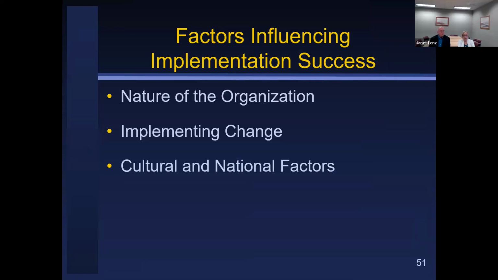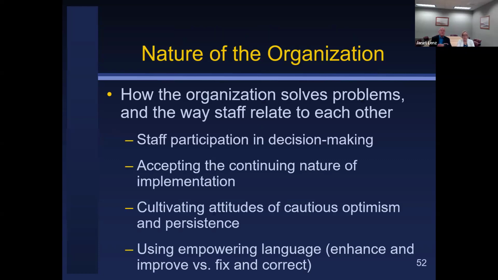So I want to switch gears here just a little bit and look at some of the factors that influence implementation success, and then we're going to have some time for questions and answers. This comes from experiences that we've had naturally using the implementation model. And we find there's three things that really influence success: the nature of the organization, implementing change, and cultural and national factors.